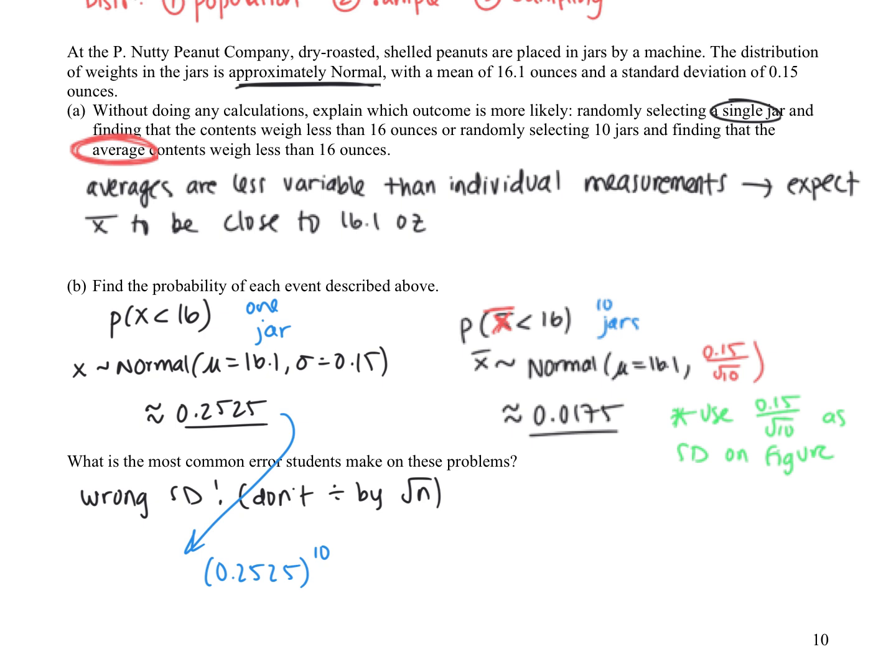What is that the probability of? Colleen? All 10 jars under 16 ounces. Okay. This is the probability, thank you, of all 10 jars being less than 16 ounces, which is not what we're talking about. We're talking about a sample. Sample mean. Some of them are going to be above 16, some are going to be below 16. We just want the average to be below 16.